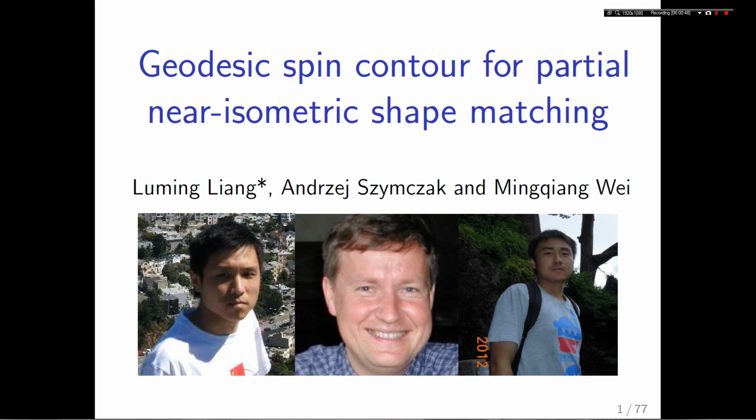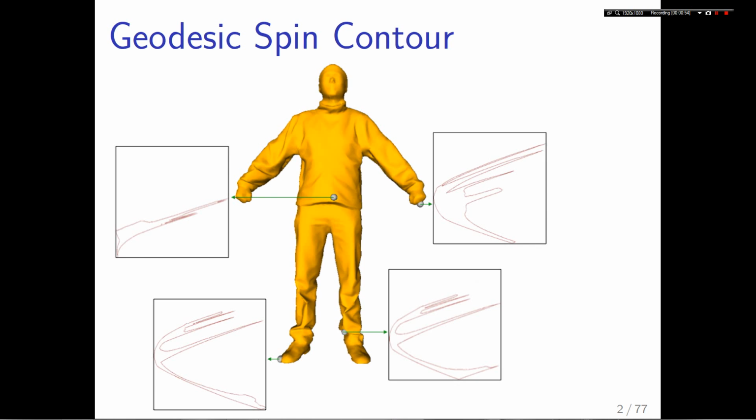Okay, these are all geodesic spin contours shown on different locations of the human crane data. You can see that different places have different kinds of contours, which is good.